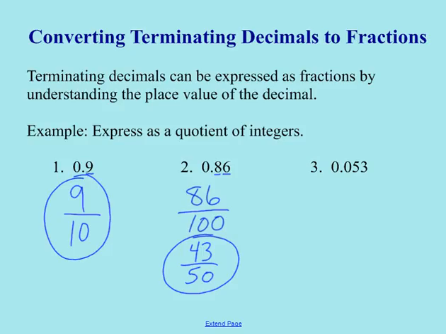All right, so our third example, 0.053. So we have the tenths place, we have the hundredths place, we have the thousandths place. So we would read this as 53 thousandths, or 53 over 1,000. And of course we now need to try to reduce this. Let's see if there are any common divisors. And if you think about it for a minute, you're going to come to the conclusion that 53 over 1,000 is reduced to lowest terms.